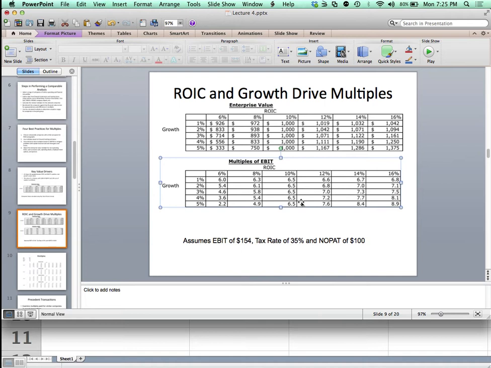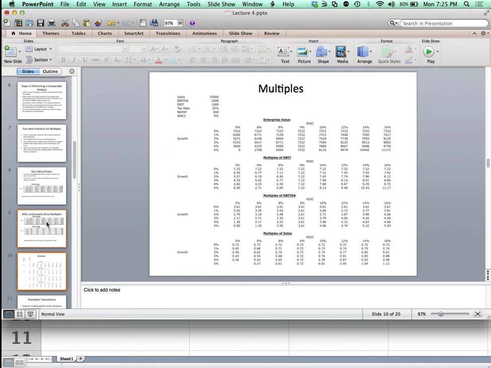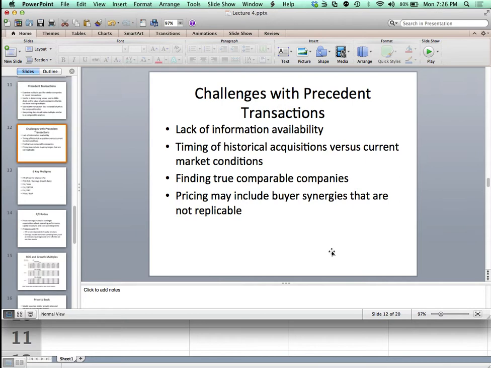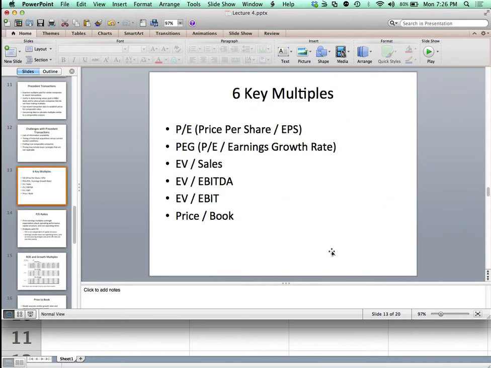But in this class, what I'm going to make you responsible for are 6 ratios. And you can see that 3 of the enterprise value multiples, if I expand our spreadsheet, are actually here on this page. So here's the same enterprise values. Here's the EV to multiple, EV to EBIT, EV to EBITDA, EV to sales. So in this class, there are going to be 6 multiples you need to know.